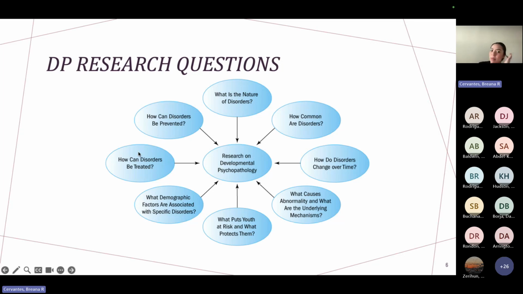So how can disorders be prevented? Some of it is school intervention, some of it is teaching the population or the public about these different things. And the other thing is early detection and being able to treat it early.